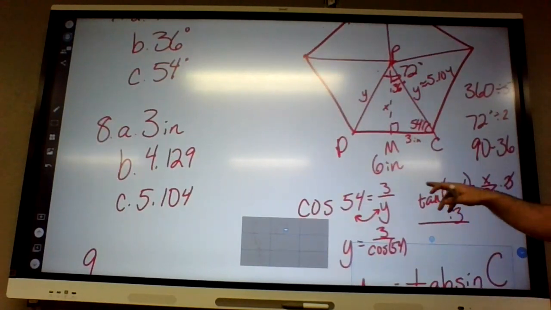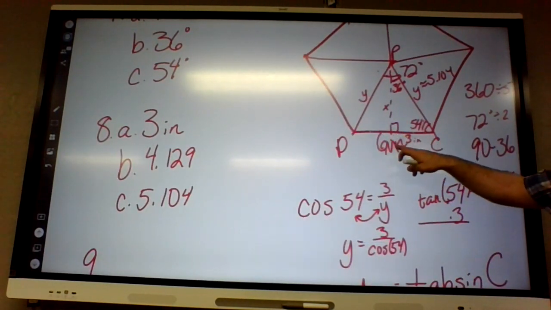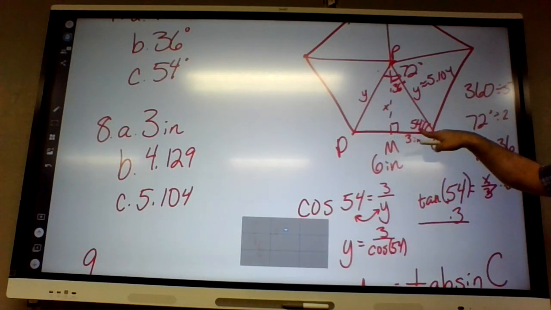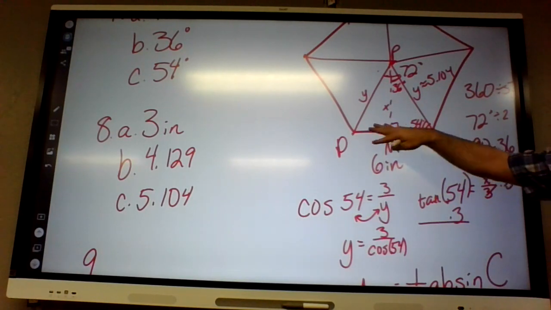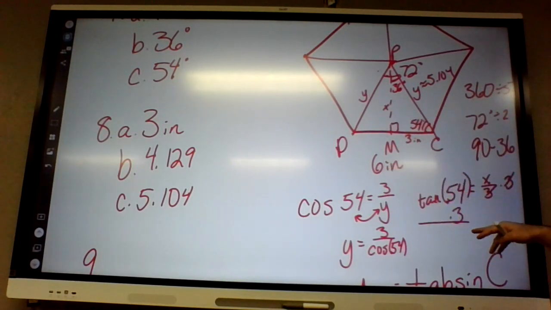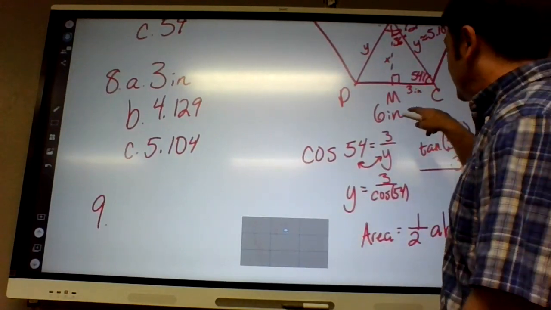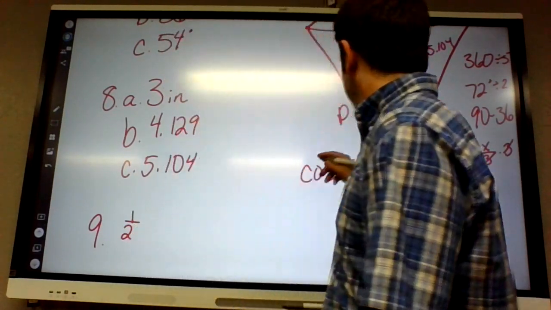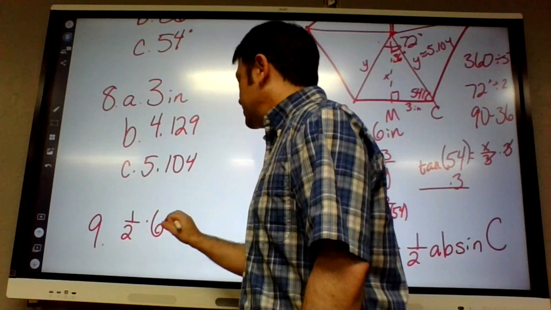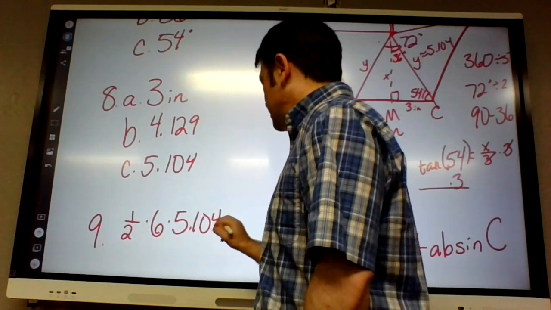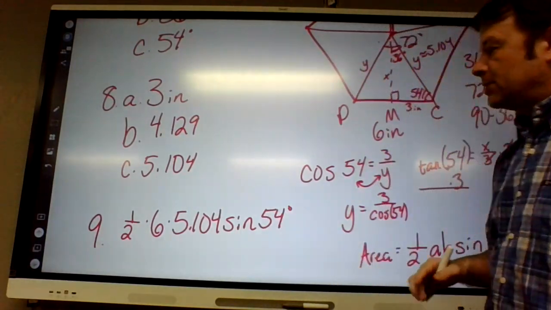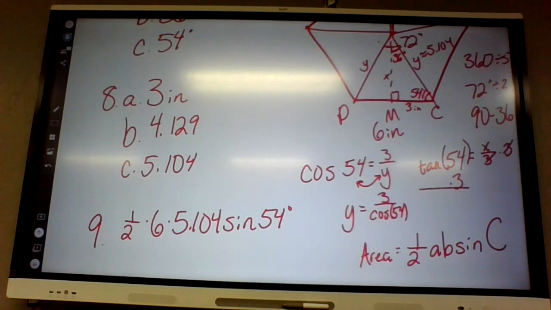Or, this one's a little bit easier, so I'm going to use this. We could use 6, 5.104, and 54 degrees. I'm going to do that one because 6 is a little bit easier and a little more accurate. 5.104 is rounded off. So I'm using the formula: 1/2 times 6 times 5.104 times sine of 54 degrees. So 1/2 times side times side times sine of the angle in between.